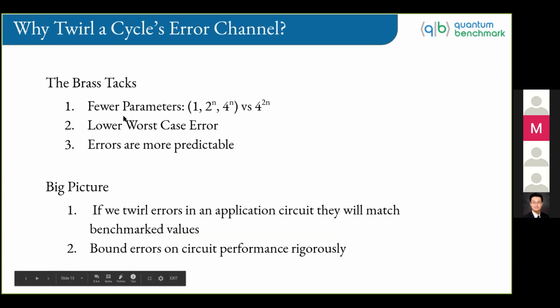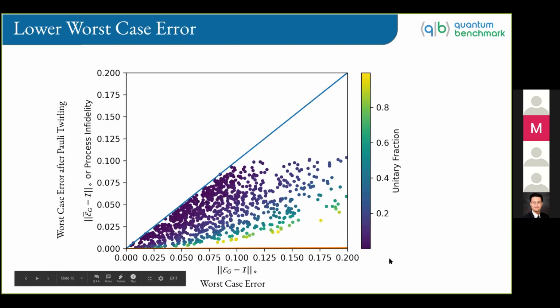So the first point that I want to talk about is just one slide on the lower worst case error. What I've done here is I've taken a bunch of random error channels, a bunch of random error processes. They're selected from some distribution that's not important. They're pretty close to the identity operation. And on the x-axis, I've plotted the worst case error. And on the y-axis, I've plotted the worst case error after Pauli twirling. And by worst case error, I'm using something called the diamond norm, which is a standard method of finding the worst case error of a quantum channel.